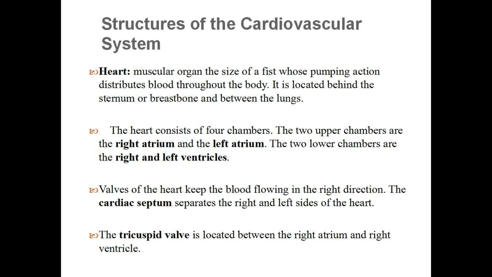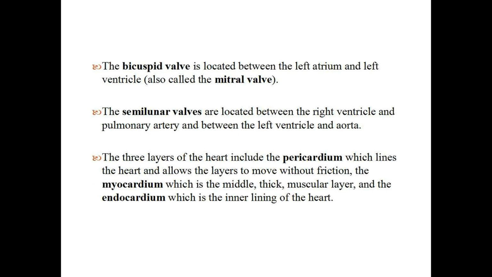The tricuspid valve is located between the right atrium and the right ventricle. The bicuspid valve is located between the left atrium and the left ventricle. The bicuspid valve is also known as the mitral valve.